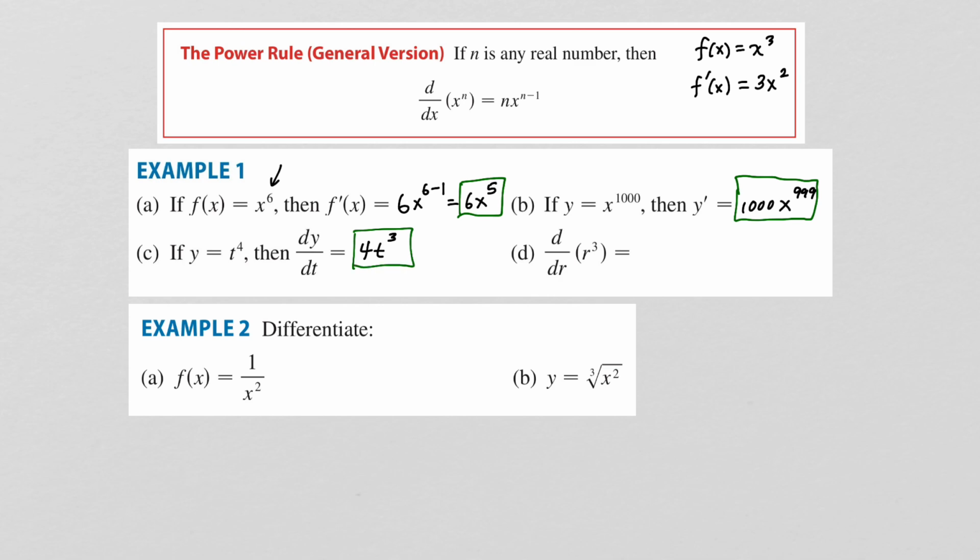And finally, we have d dr of r cubed. So again, we have a function r to the 3rd power. We are taking the derivative of that function with respect to the variable r. And so the derivative here, of course, will be 3r to the 2nd power.